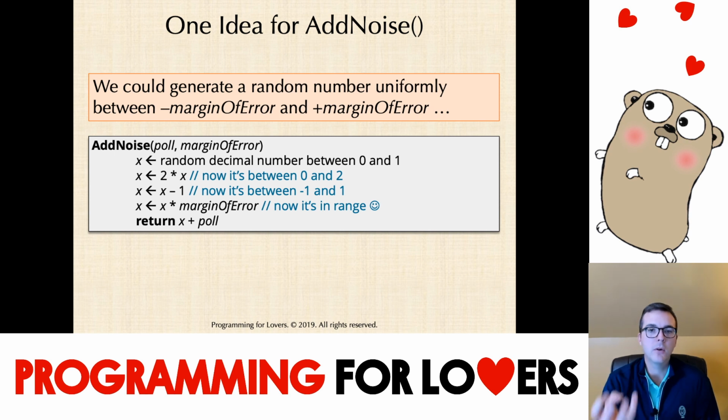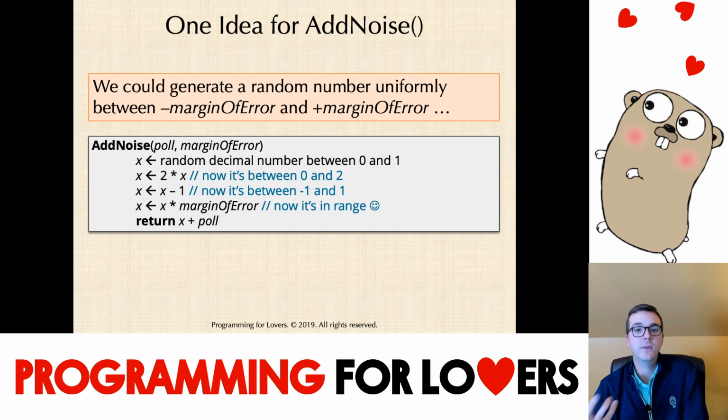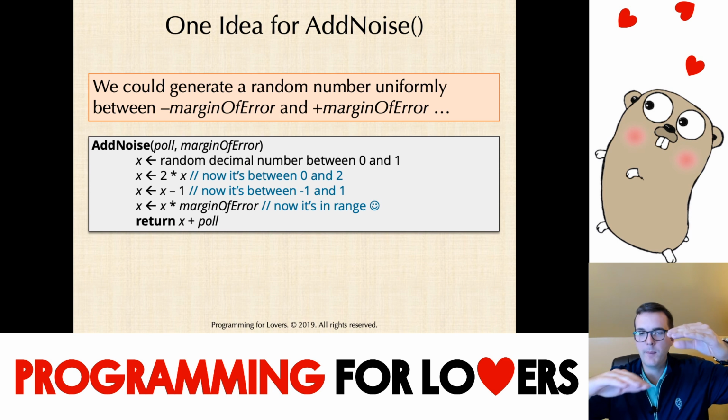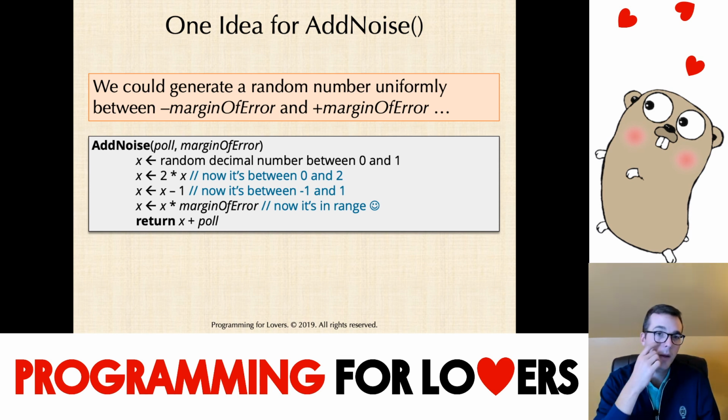So I could take my poll and my margin of error value, and I could generate a random decimal number between 0 and 1. So I could use that float subroutine that I mentioned before. And if I multiply it by 2, I'd get a number between 0 and 2. Subtract 1, so x equals x minus 1, I'd go down to negative 1 and 1. And now if I multiply that value by margin of error, it will be between negative margin of error and positive margin of error. Okay, so I could have done all that in one line, but I wanted to represent that as a few lines. And then that would give me negative margin of error to margin of error, and I would simply add that value x to whatever my polling value was.